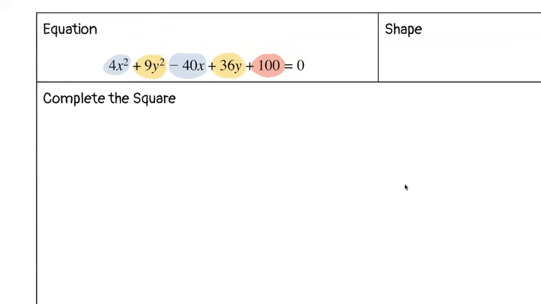So we clump, very official mathematical term. We clump our 4x squared minus 40x plus 9y squared plus 36y equals, don't forget to move that 100, and since it's a plus 100 on the left, we subtract it to move it to the other side. Great.